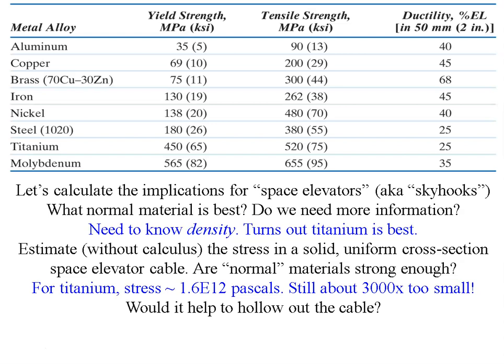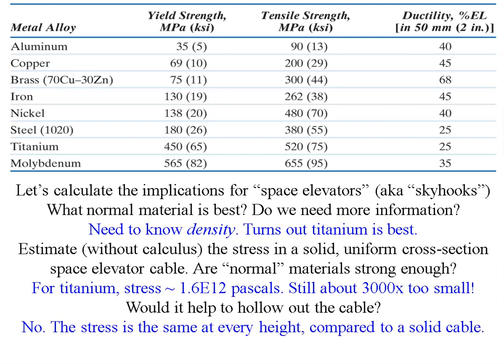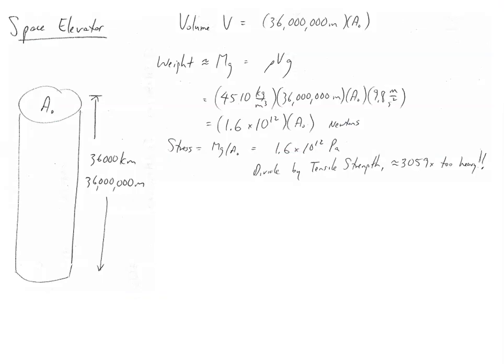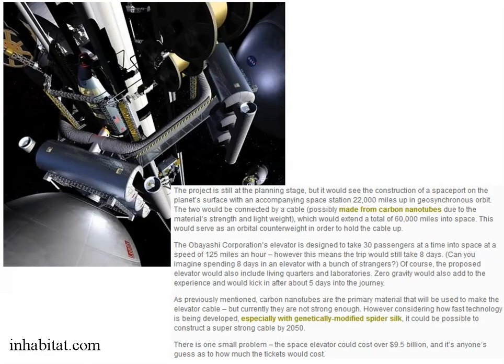You might think about having a hollow middle to the cable. However, the stress is going to be the same at every height as it was before because the cross-sectional area cancels out. Here's the calculation without calculus, assuming that the weight equals mg. No ordinary material comes close enough, but there's an outside chance that carbon nanotubes might work, or maybe genetically modified spider silk. This article says the space elevator might cost over 9.5 billion. That seems to be a vast underestimate to me.